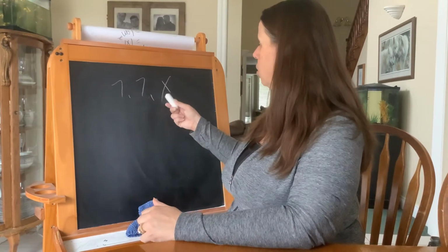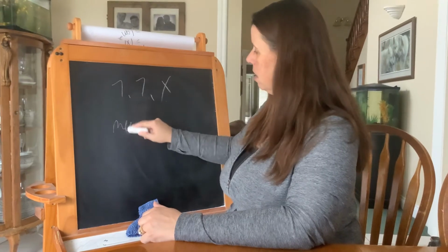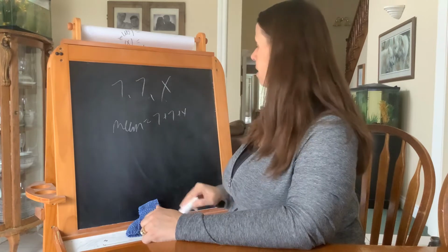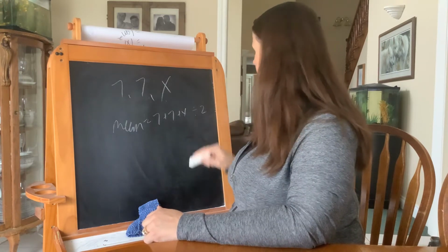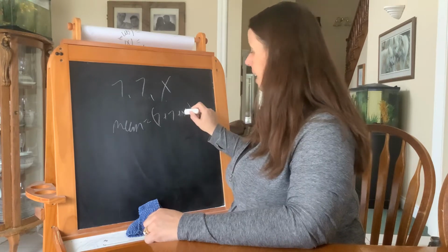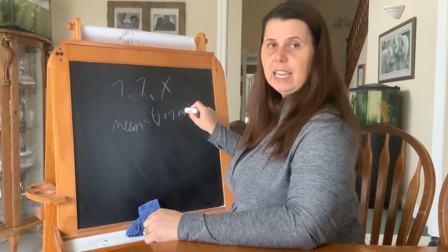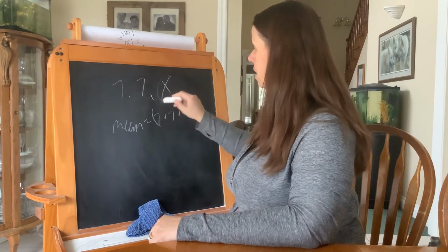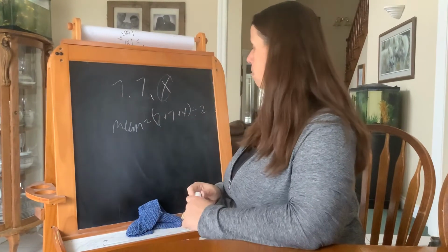For the mean, I need to add up the numbers and then divide by 3. I need to know this number. I can't find the mean without this. So if there is an unknown variable, you cannot find the mean.